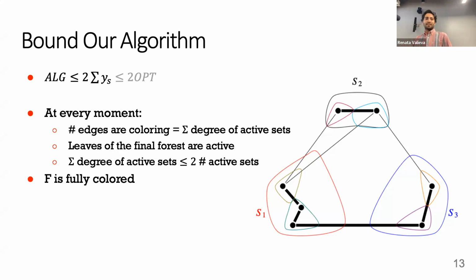And using this, we can conclude that the sum of degrees of all active sets is less than or equal to 2 times the number of active sets that we have. And since we know that F is fully colored, if we take a look at the whole process of coloring, the edges that are fully colored is actually this amount, which at every moment contributes to our algorithm. On the other hand, at every moment, the duration of coloring is equal to the number of active sets. So this amount contributes to the total duration of coloring edges. So we can obtain this inequality. So it's a 2-approximation approach.